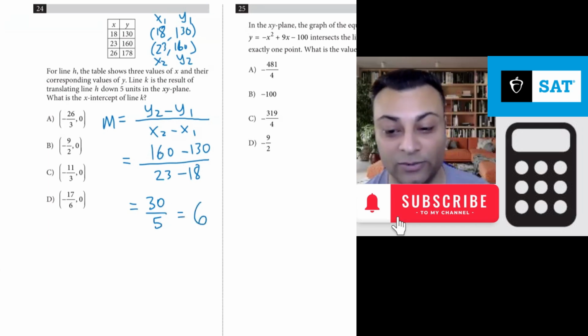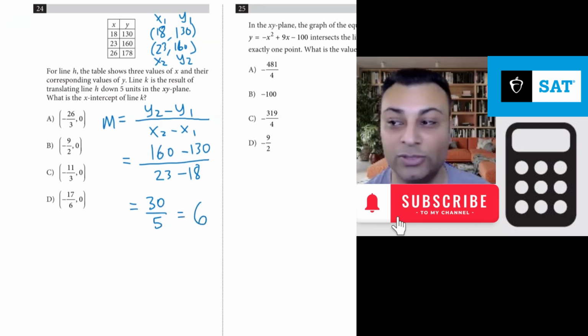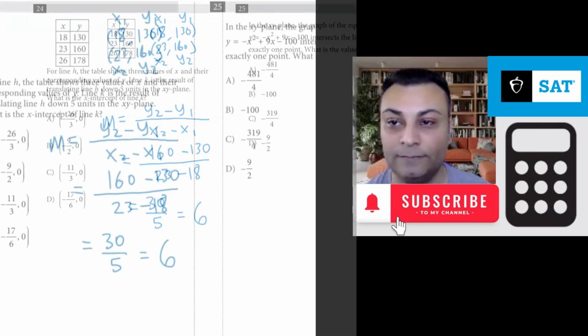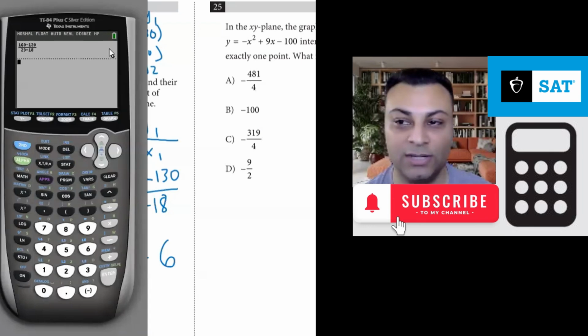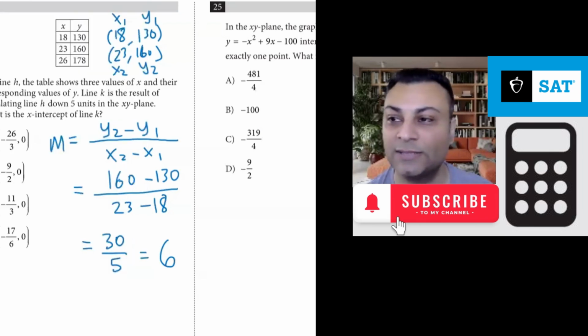But I want to use the calculator because always use the calculator when you get a chance. So let's go ahead and put this in the calculator. Okay, so we have 160 minus 130 over 23 minus 18. And you get the answer of 6. So the slope is 6.